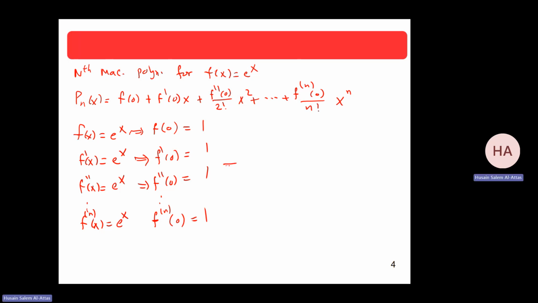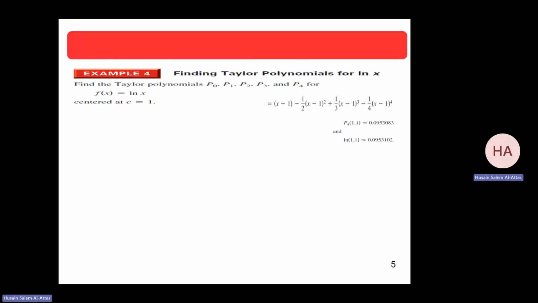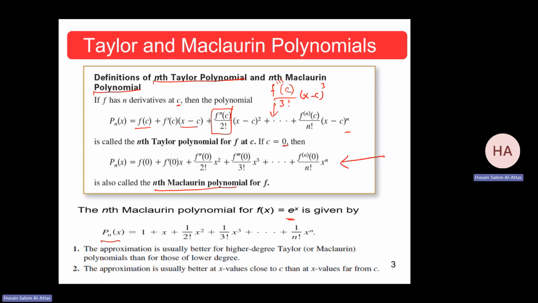So, Pn of x will be what? F of 0, which is 1, plus 1 times x plus x squared over 2 factorial plus x cubed over 3 factorial plus, this one will be what? The nth derivative is 1, so it's x to the power n over n factorial. And that's what they write there. Yeah, this is what I have here. Okay.